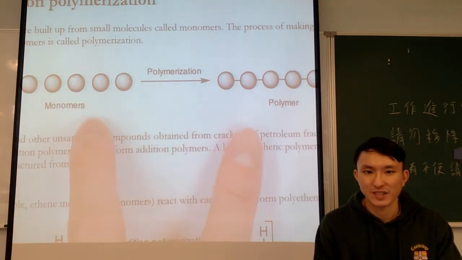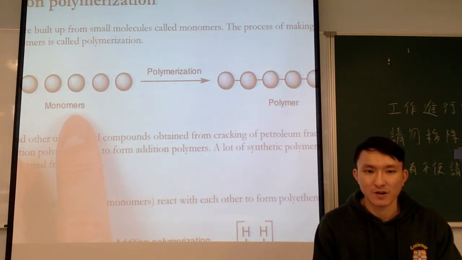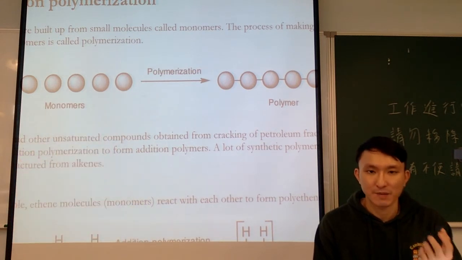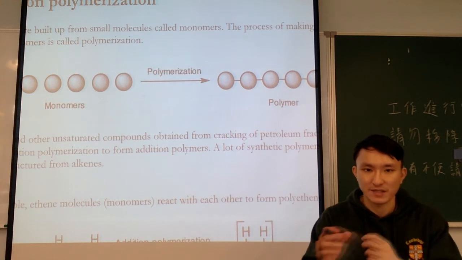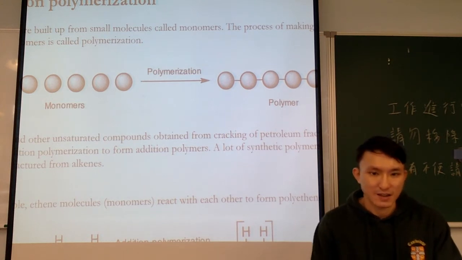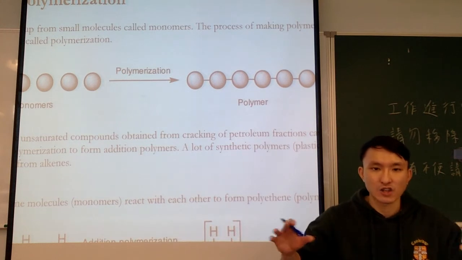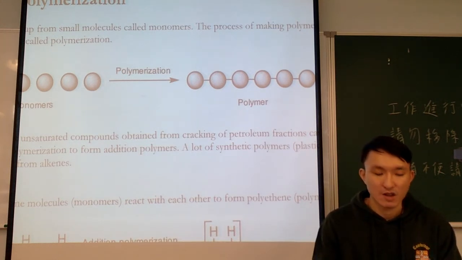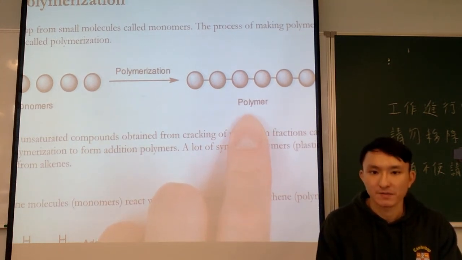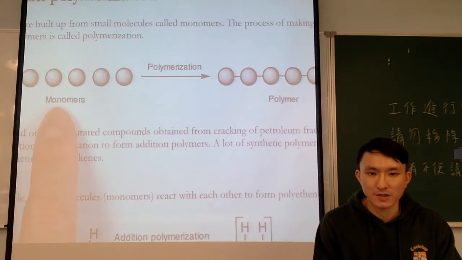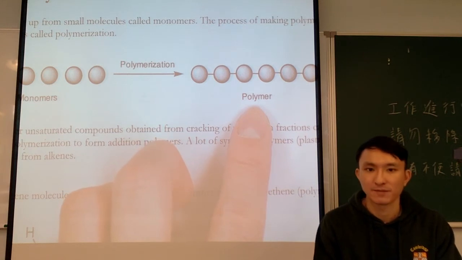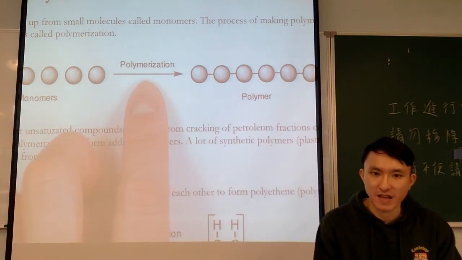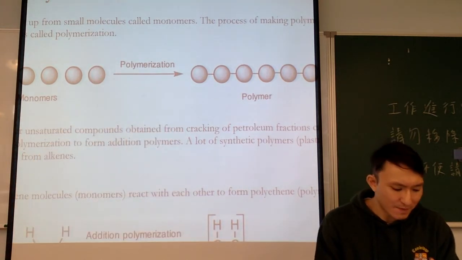Okay, so the idea is a lot of monomers here, they are the building block, the basic unit, and they connect to one another repeatedly, and at the end form a large, long compound, which is what we call a polymer. So many monomers join together to form a long chain of polymer. And the process, the reaction, is called polymerization. So that's the idea.